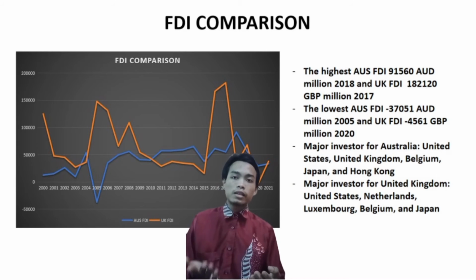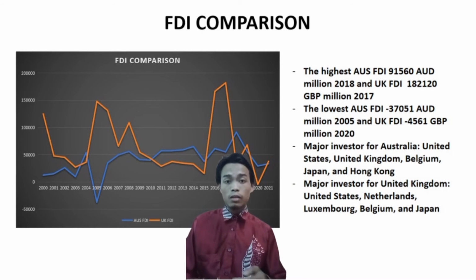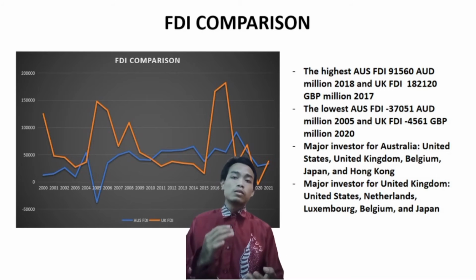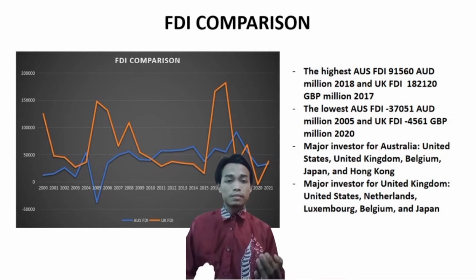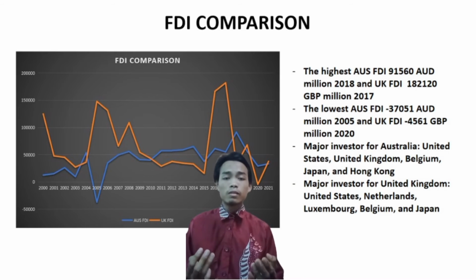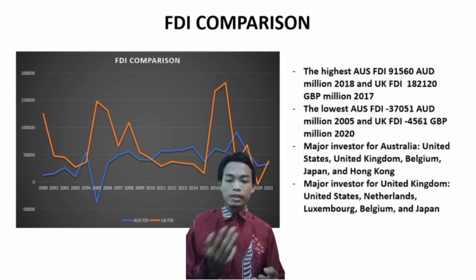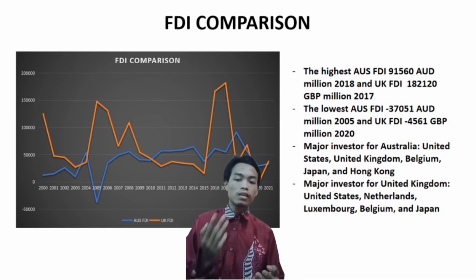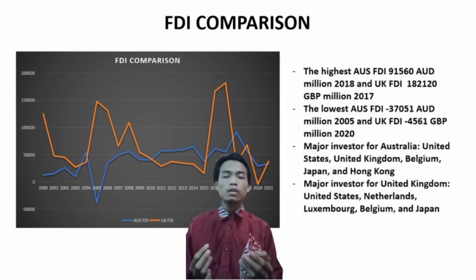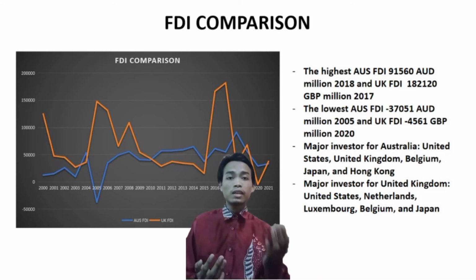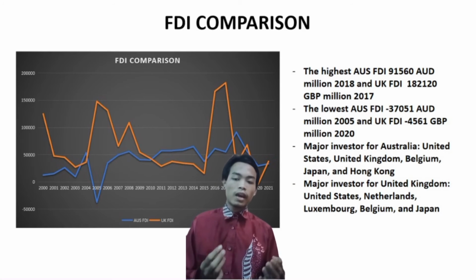The major investors for Australia are the United States, United Kingdom, Belgium, Japan, and Hong Kong. And the major investors for the United Kingdom are the United States, Netherlands, Luxembourg, Belgium, and Japan. The major sectors that receive the most FDI for the UK are mining and quarrying, manufacturing, retail, and transportation. For Australia, the most FDI goes to mining and quarrying, real estate, and financing and insurance.